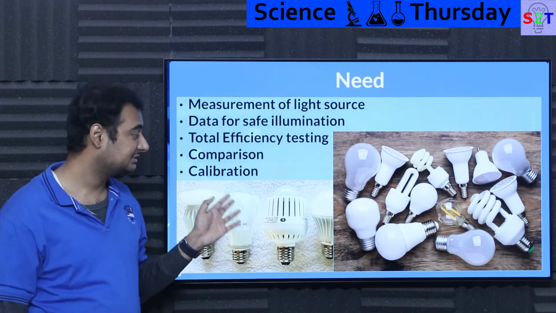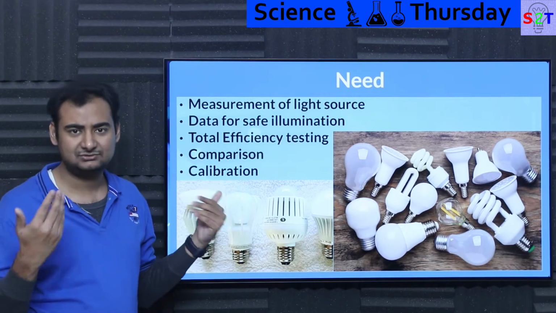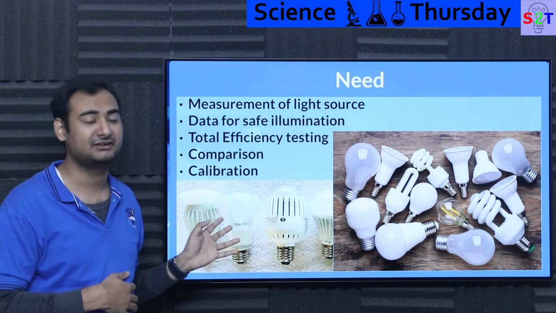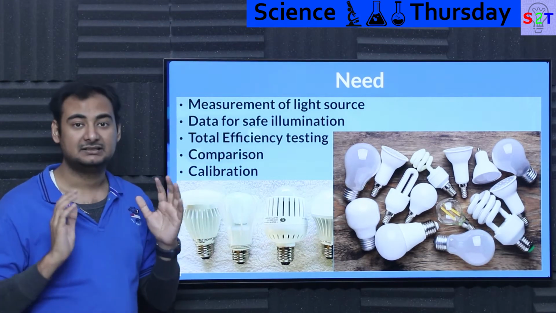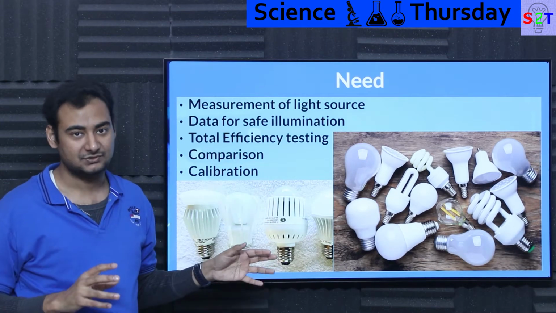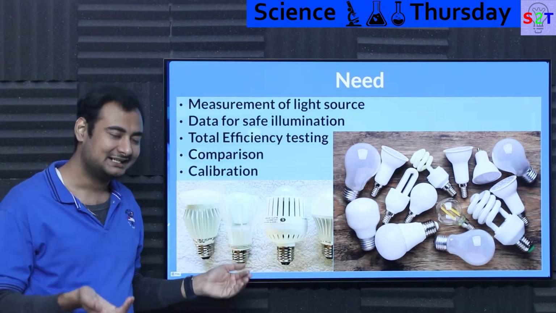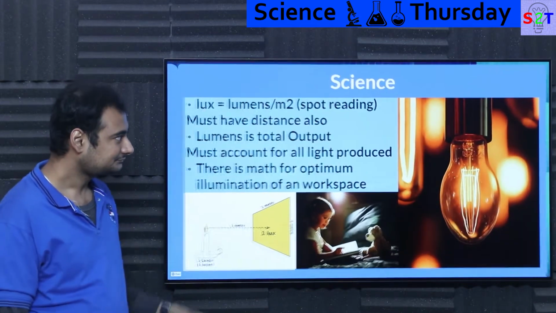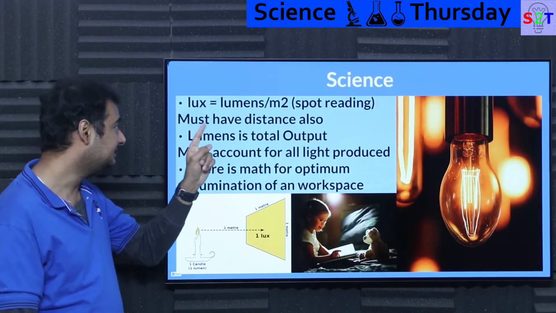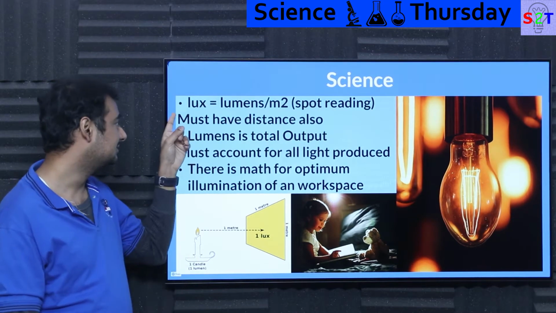And calibration is something that should be used not by you, but by the companies who are manufacturing these bulbs. That's why this integrating sphere is manufactured anyway. It's like, I'm going to say this bulb is 1000 lumens. How the heck do they know? For that reason, we have to utilize a calibration sphere, so to say. So let's understand the science behind it. The science is very simple. You will have heard these terms like lux.